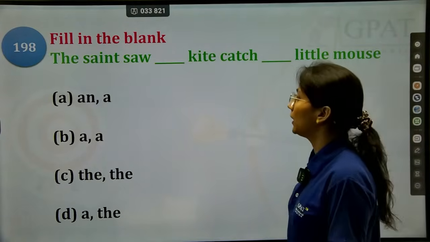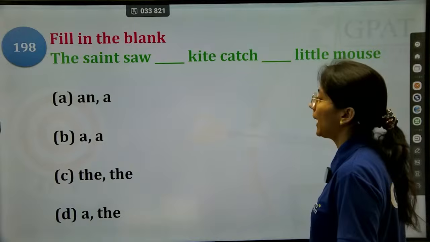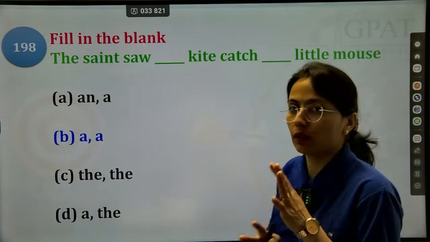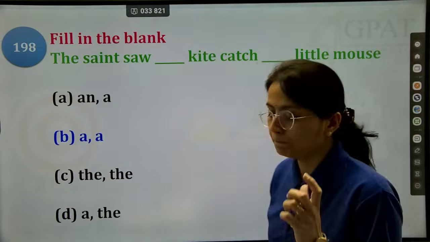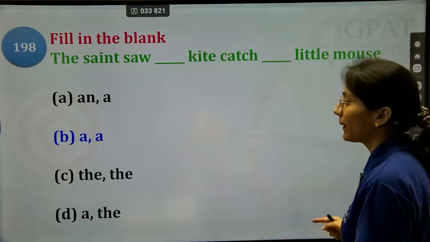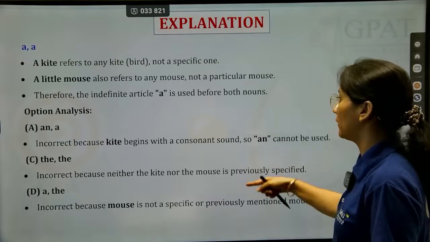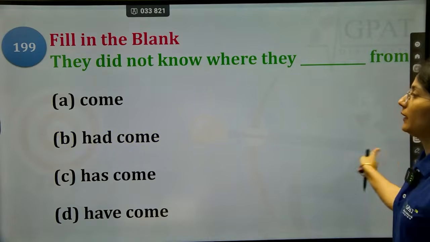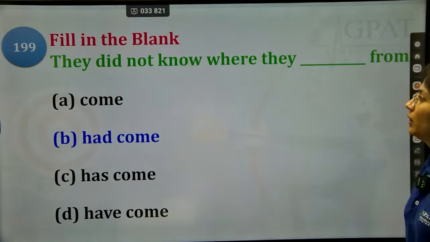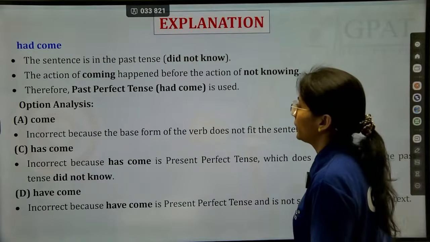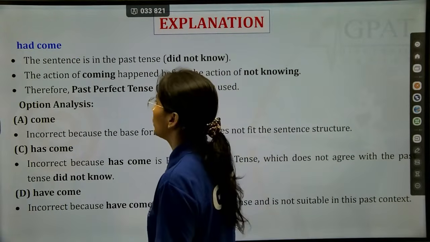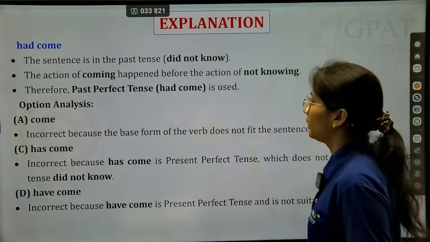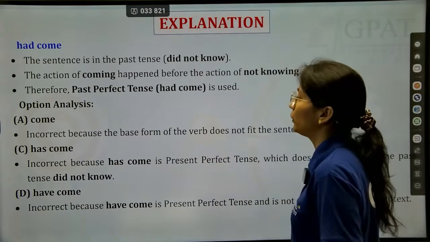Next, the sentence: a kite caught a little mouse. We are not talking about a particular kite, there are so many kites, so we use the article a. Next, they did not know where they had come from. The sentence is in the past tense, did not know. The action of coming happened before the action of not knowing, therefore past perfect tense is used, so we use had come.